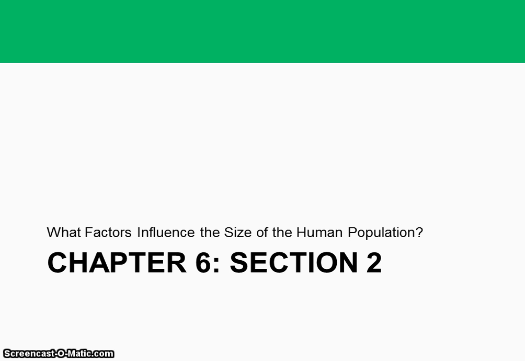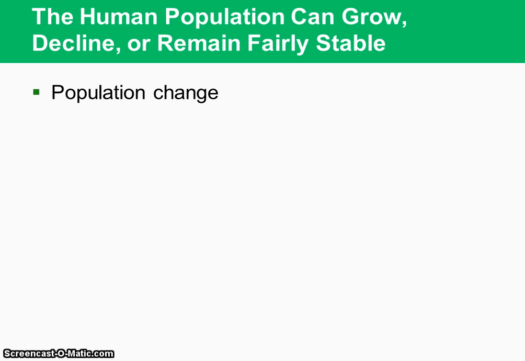Definitely, definitions and lists are very important in this section. Okay, so first thing we're going to look at, though, is a little bit of a review. How do we know what the population is doing, if it's growing, if it's shrinking, or if it's remaining stable? So we're going to look at population change, and luckily for us, it's the same exact equation we had before. We need to worry about the people who are coming into the population and the people who are leaving. So we've got births and we've got deaths. Fertility for births, mortality for deaths.